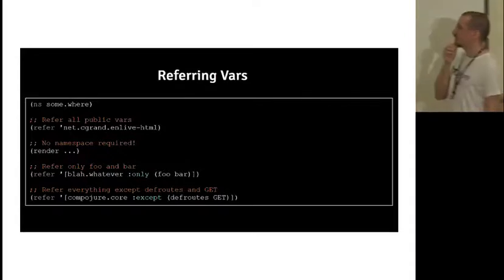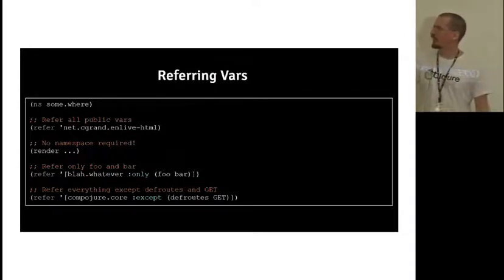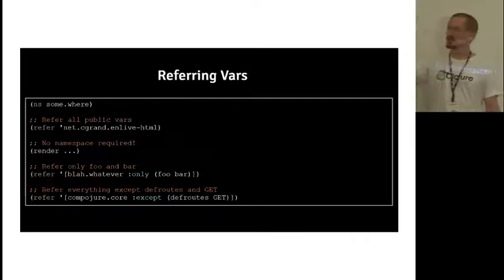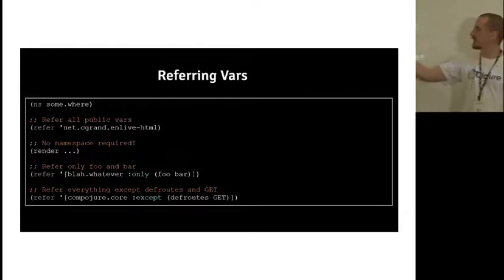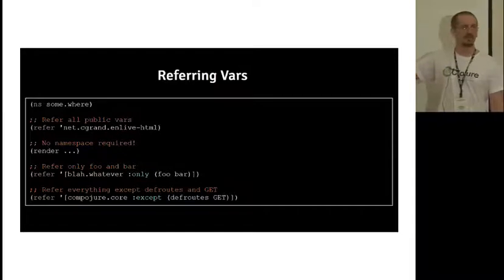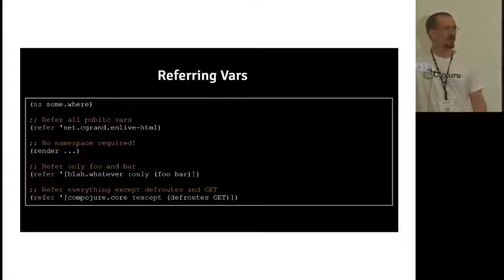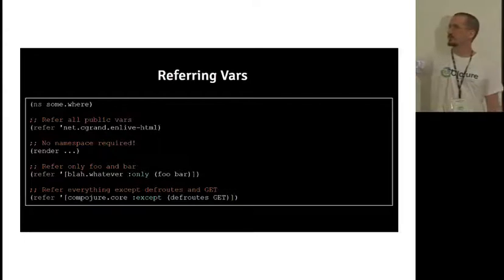So what you can do is instead you can say refer, and then instead of just a symbol, you can give it a sequence where the first thing is the other namespace, and then the keyword only, and then a sequence of the symbols you want to refer. So what does this mean, really? It says, let me alter the current namespace's maps such that foo means foo from blah dot whatever, and bar means bar from blah dot whatever, the vars from over there.